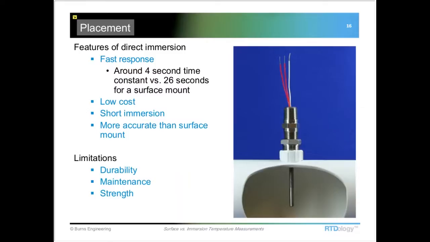So when we put an immersion sensor into a piping, we're going to get a lot faster time response than we do with the surface mount. We've got roughly 4 seconds versus 26 seconds for a surface mount sensor. These are still fairly low cost. You do need to cut a hole in your pipe or tank and install it that way. We can get by with a fairly short immersion length though. And these are typically going to be much more accurate than a surface mount sensor because we've eliminated the air source of the ambient conditions affecting the measurement.